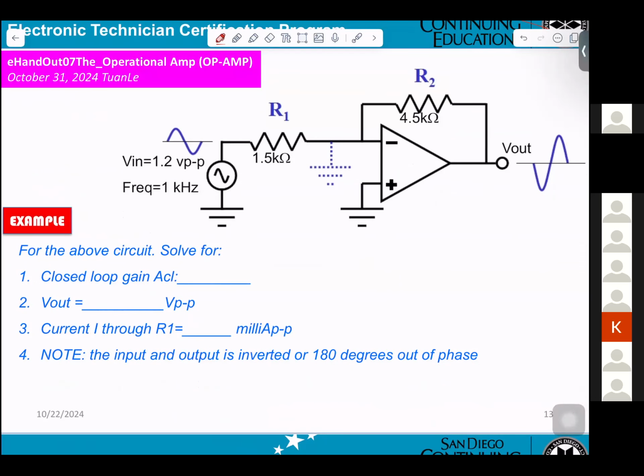Okay, now another example. However, in this example, they apply sine wave 1.2 volt peak to peak and the frequency 1 kilohertz. That's the difference, okay? And also on that one here, they draw that route, okay? Telling you they are virtual route, not physical route, okay? Now they want to find the closed loop gain.